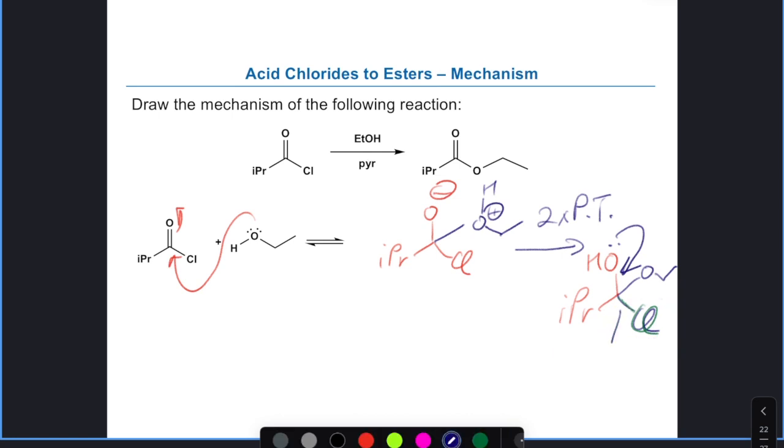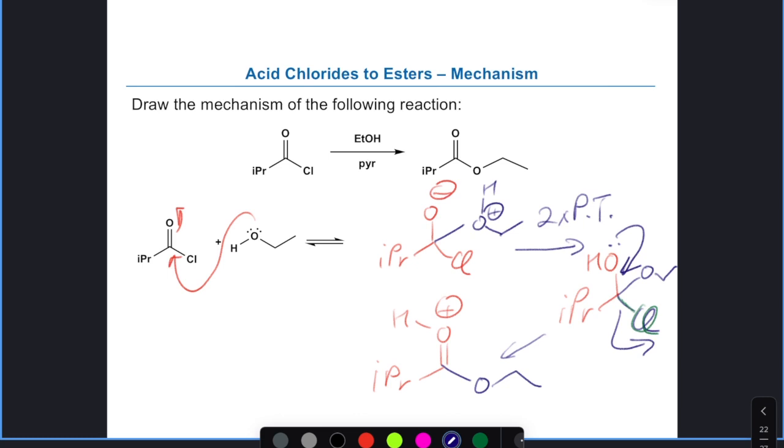That's going to give me isopropyl OH plus, and your carbon fragment for your ester. And we've ejected from that our Cl minus.